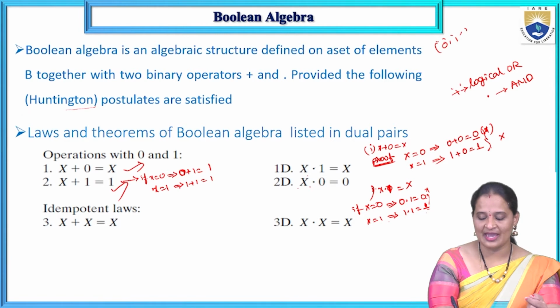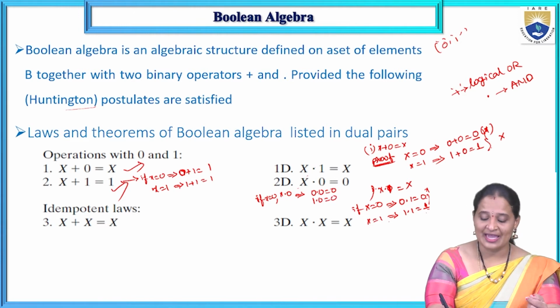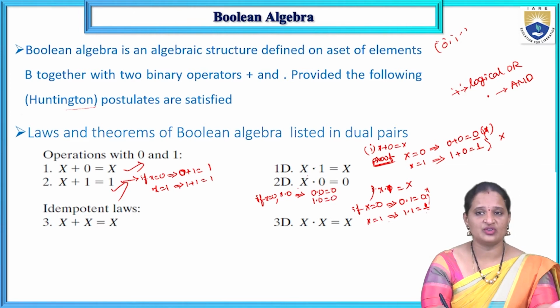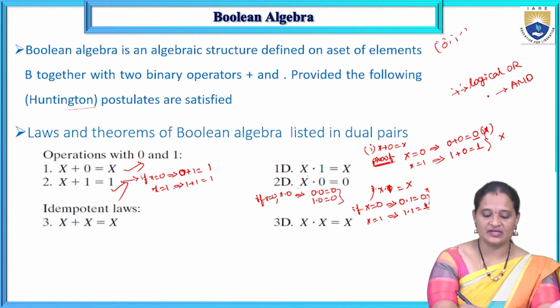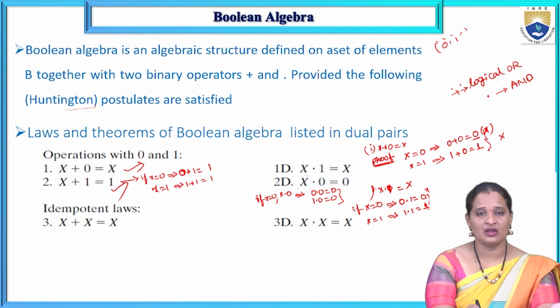And now similarly, x dot 0. If x is equal to 0, then 0 dot 0 is 0, and similarly 1 dot 0 is also 0. That means anything multiplied by 0 will give you 0. So that is why it is 0. This is the first theorem with respect to 0 and 1.